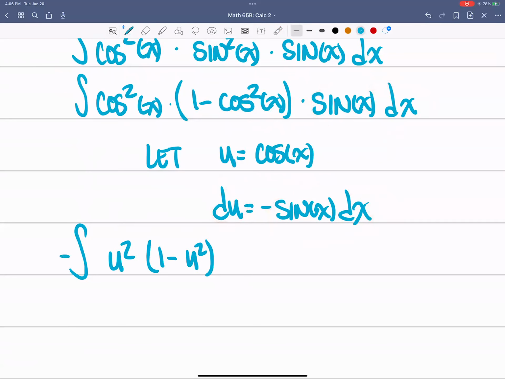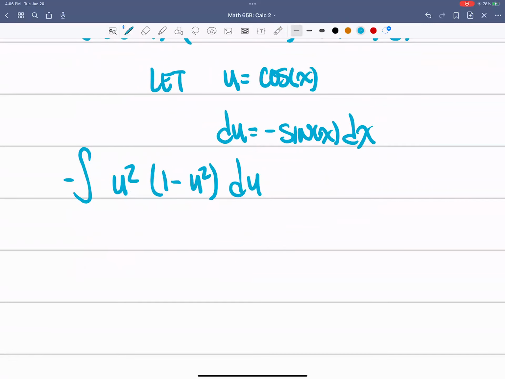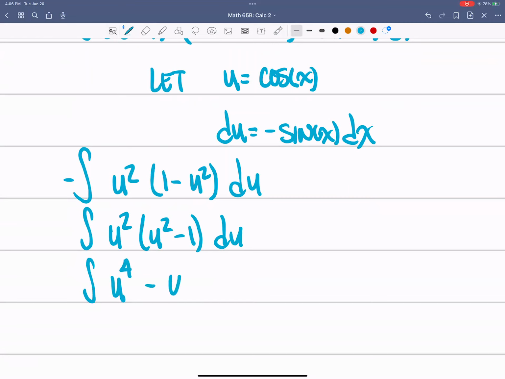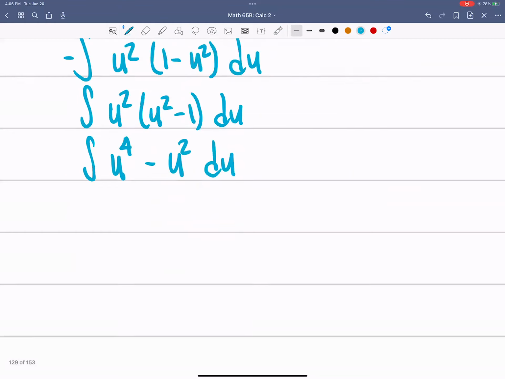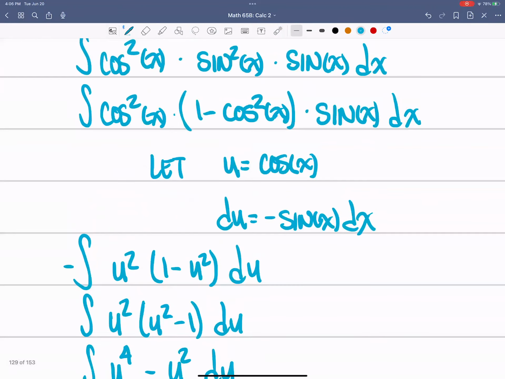So we could throw the negative out here, du. And just to kind of fix this up, let's multiply that through there. So u squared minus 1 du. That's u to the power 4 minus u squared du. And now we could integrate: 1 over 5 u to the power 5 minus 1 over 3 u to the power 3 plus c. We were not in terms of u's, we were in terms of x's, so let's substitute that back in.